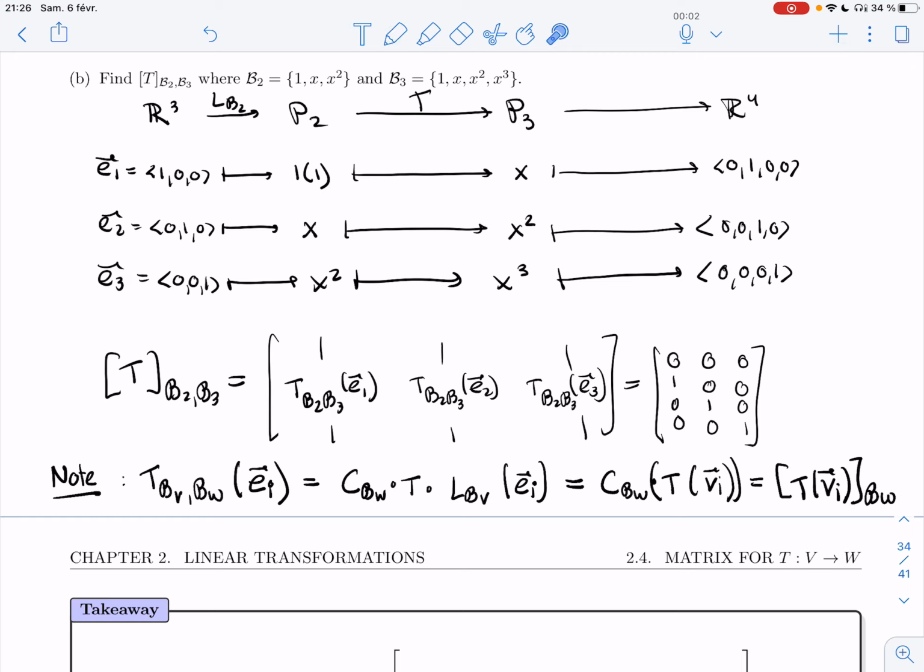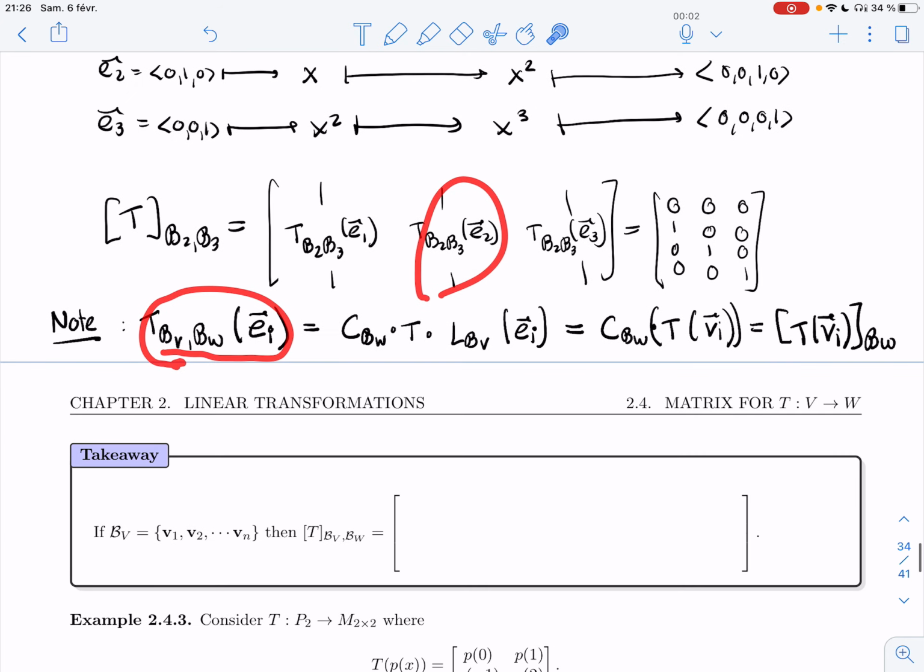It's a lot to take in. There's a lot of notation here. So you take the ith basis vector, you apply your linear transformation to it, and then you write it in terms of the basis of W. All right, that's what the ith column of the matrix will look like. All right, so let's write that down. It's a takeaway.